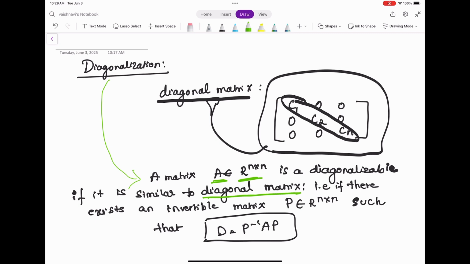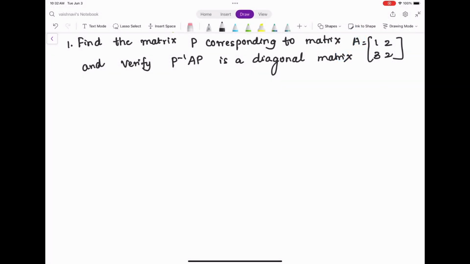Diagonal matrix, we know what it is. We have only diagonal elements, and everything else is 0. That is, there exists an invertible matrix P belonging to R n cross n such that D is equal to P inverse AP, where D is diagonal, and P is what we call a modal matrix. In order to understand this deeply and correctly, let us solve one problem and understand how to get the diagonalization of the matrix.